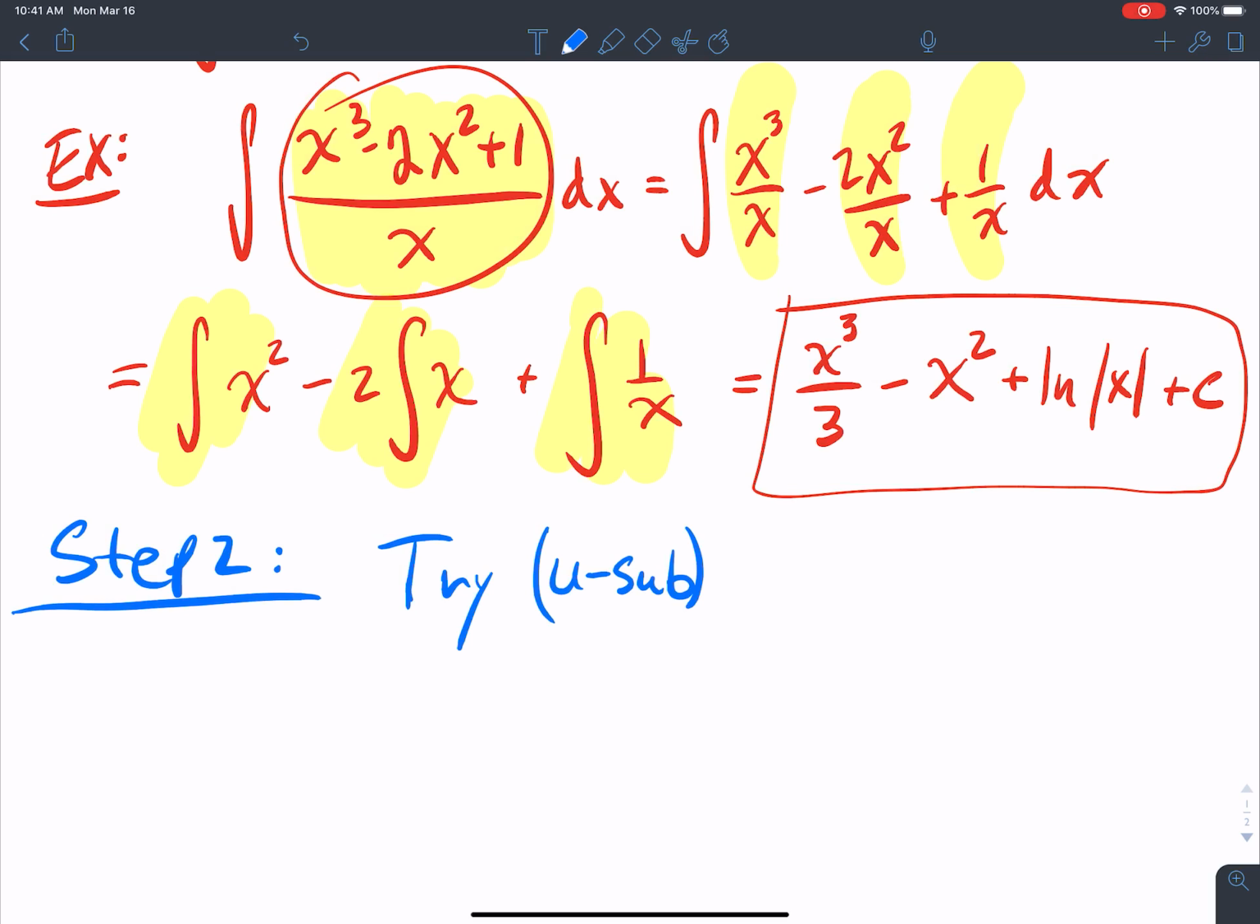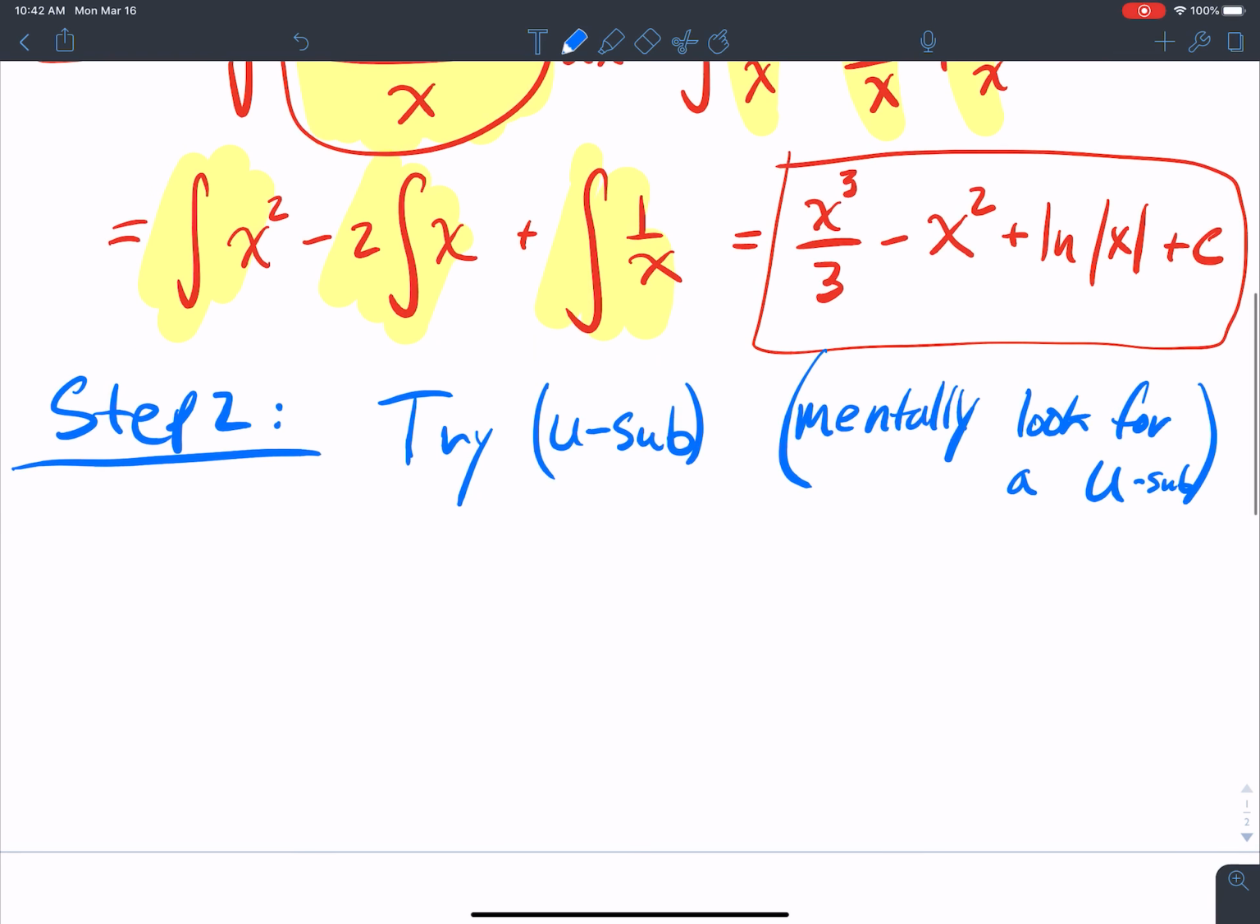Mentally, I can look at it and say, is there a good U-sub where I see its derivative in the integrand? So let me write that out. So mentally, look for a U-sub, okay? This is why I have you guys do so many homework problems, because I want you to get to the point where you can look at it and say, okay, do I see its derivative somewhere? And it being the u that I make the function inside, okay?